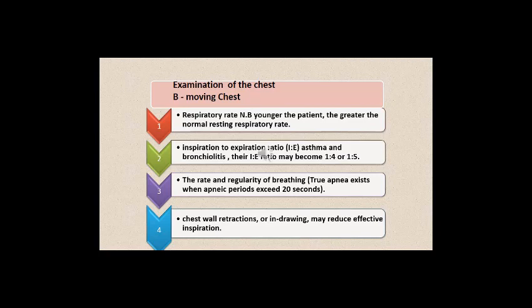بالنسبة للmoving chest، the respiratory rate, younger the patient, the greater the normal resting respiratory rate. The inspiration to expiration ratio, asthma or bronchiolitis, the ratio may become 1 to 4 or حتى 1 to 5. The rate and regularity of the breathing with chest wall retractions or indrawing may reduce effective inspiration.